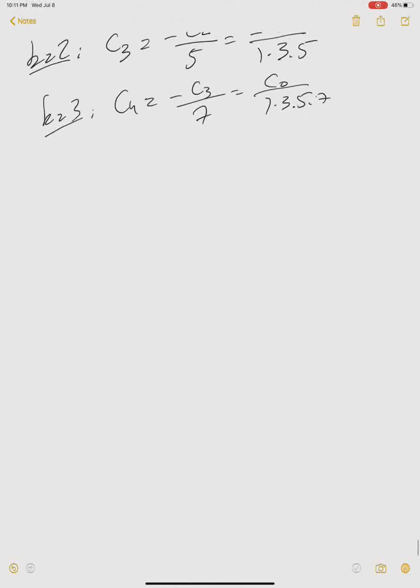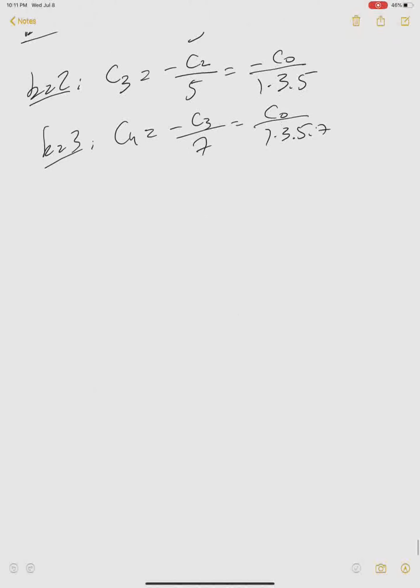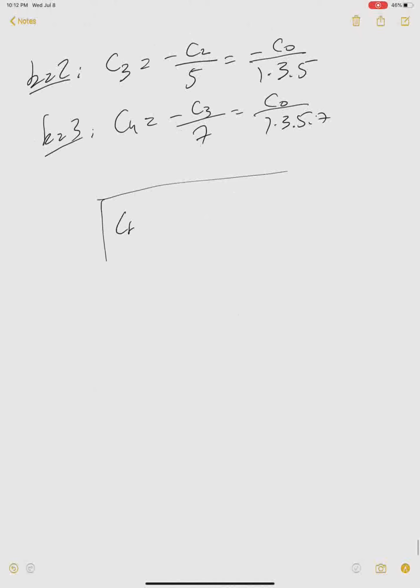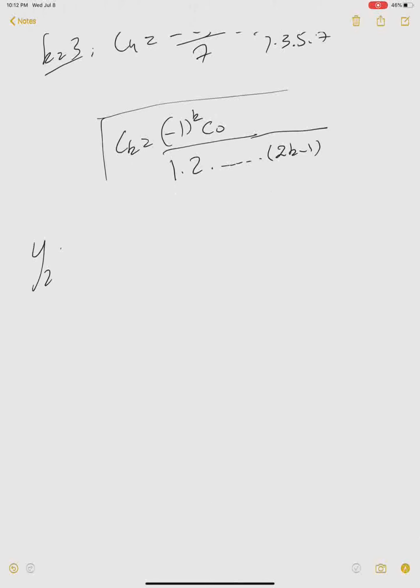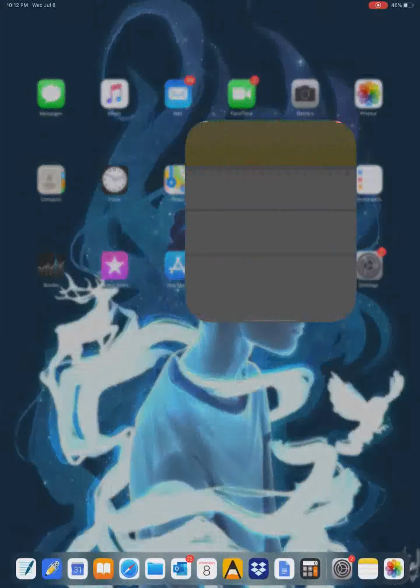So if you found the pattern, it's good to write it. I mean, c_k equals (-1)^k c_0 over 1 times 3 and so on, times (2k minus 1). Okay, this is your pattern, and then you will get y2 equal to c_0 times x^0, which is 1.